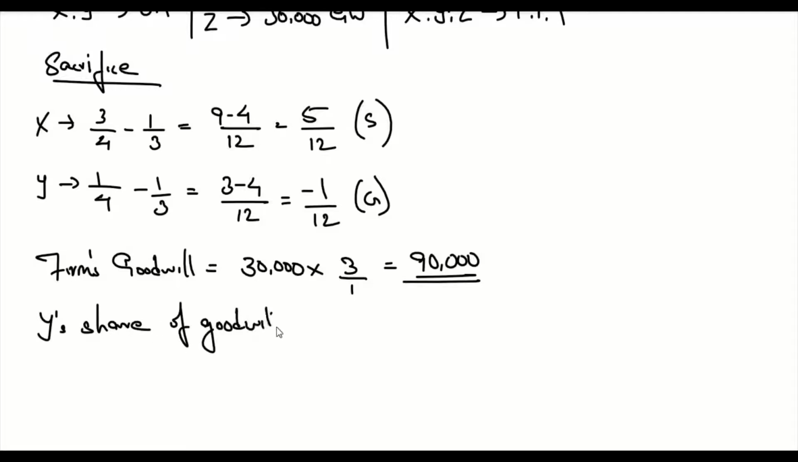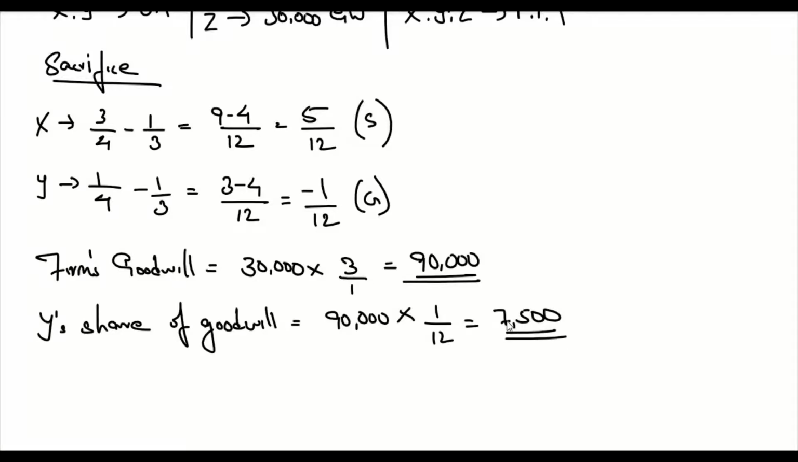That is what Y should bring for the gain that he is getting from the new profit sharing ratio, that is 90,000 (the firm's goodwill) multiplied by 1/12, which is equal to 7,500.